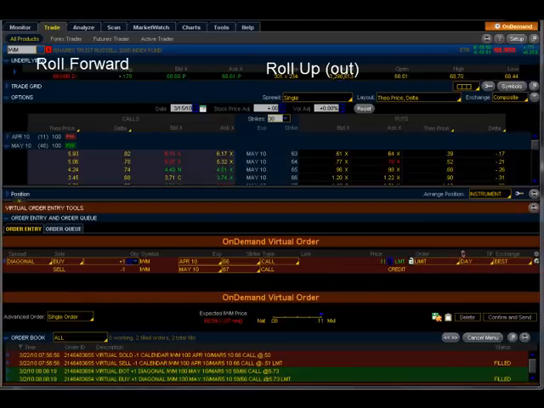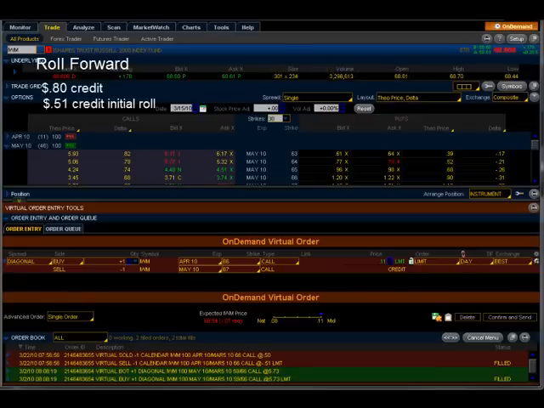Okay, so if we were to take the first option and just roll directly across to the 66, we'd pick up the 80 cents, and if we add that to the 51 cents and subtract from the initial debit of $5.76, we'd be looking at about a net debit of 4.45, and with a spread of $7, we'd be looking at a profit of about $2.55.